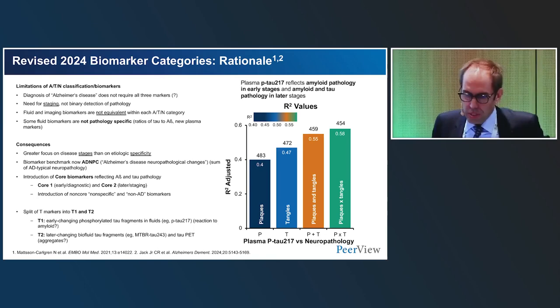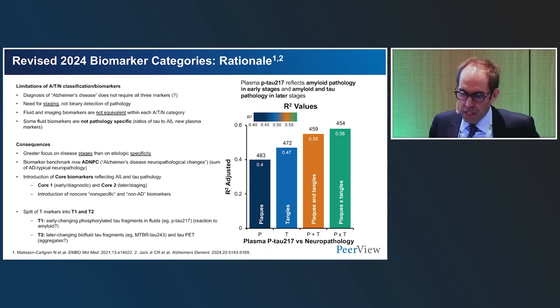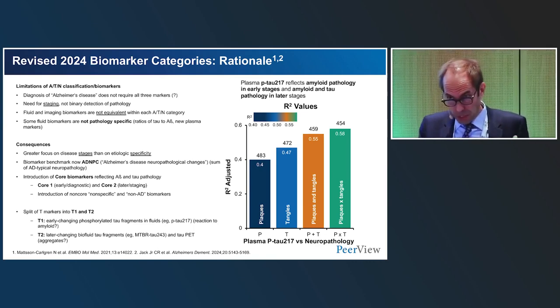So what were the consequences in these new categories? There is a stronger focus now on disease stage than on etiologic specificity. And they benchmarked the biomarkers towards the so-called ADNPC, the Alzheimer's disease neuropathological changes, which basically is a sum of pathologies in the brain, not a single etiologic pathology. Also, they introduced instead of the ATN so-called core biomarkers, core 1, bundling biomarkers of early diagnosis, and core 2 bundling biomarkers of later stages.